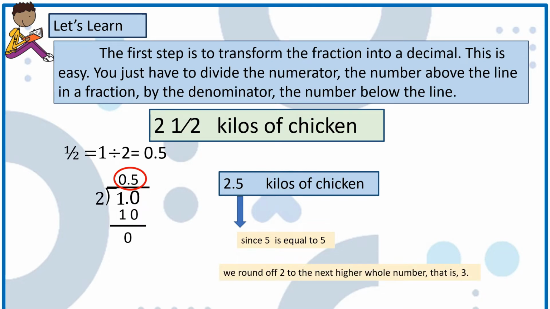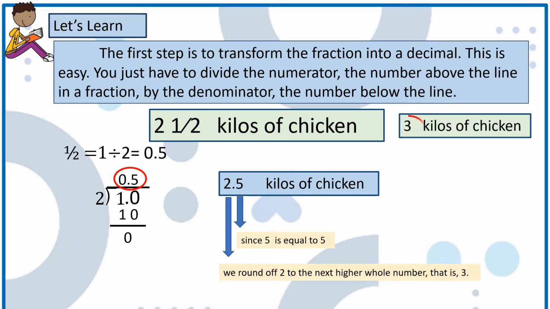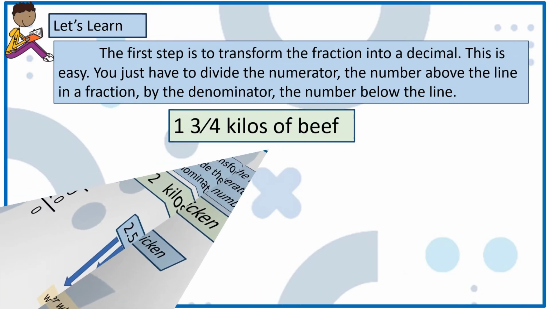Now, let's round up 2.5 to the nearest whole number. Since the digit is 5, we are going to round up 2 to the nearest higher whole number, that is 3. Okay, 3 kilos of chicken.